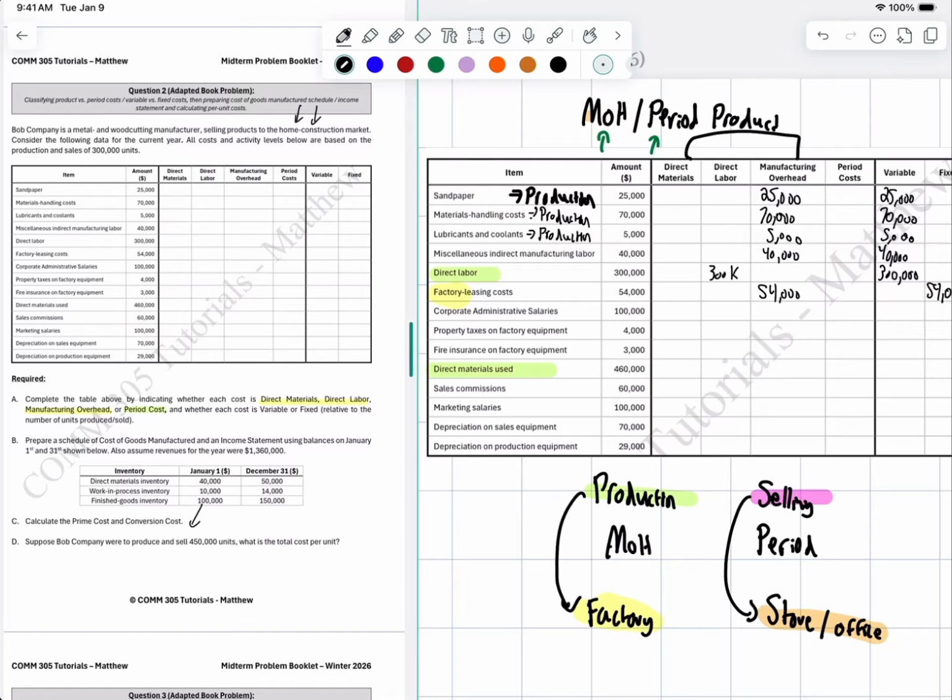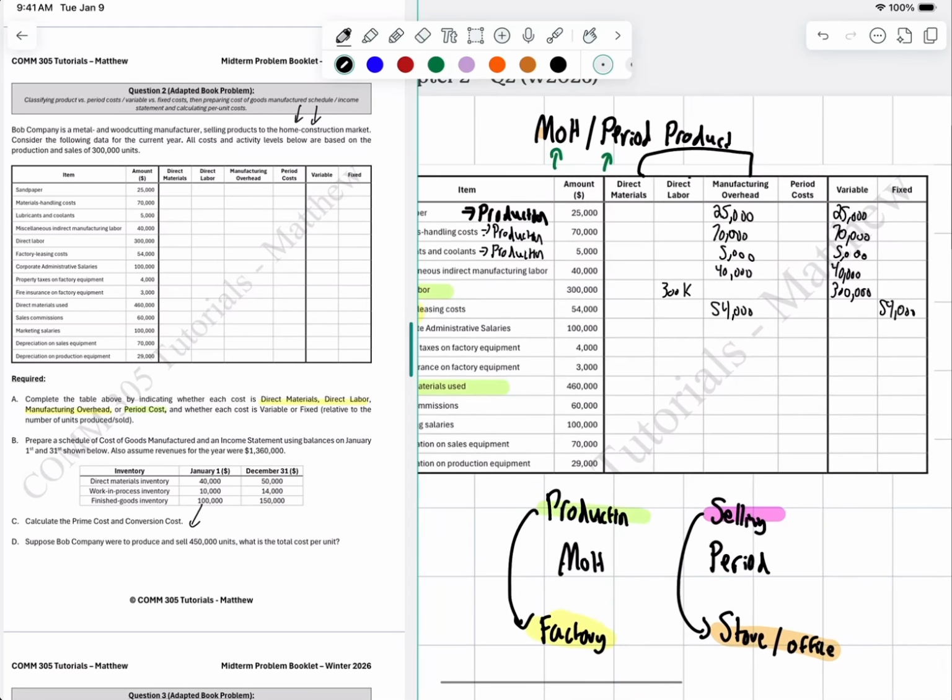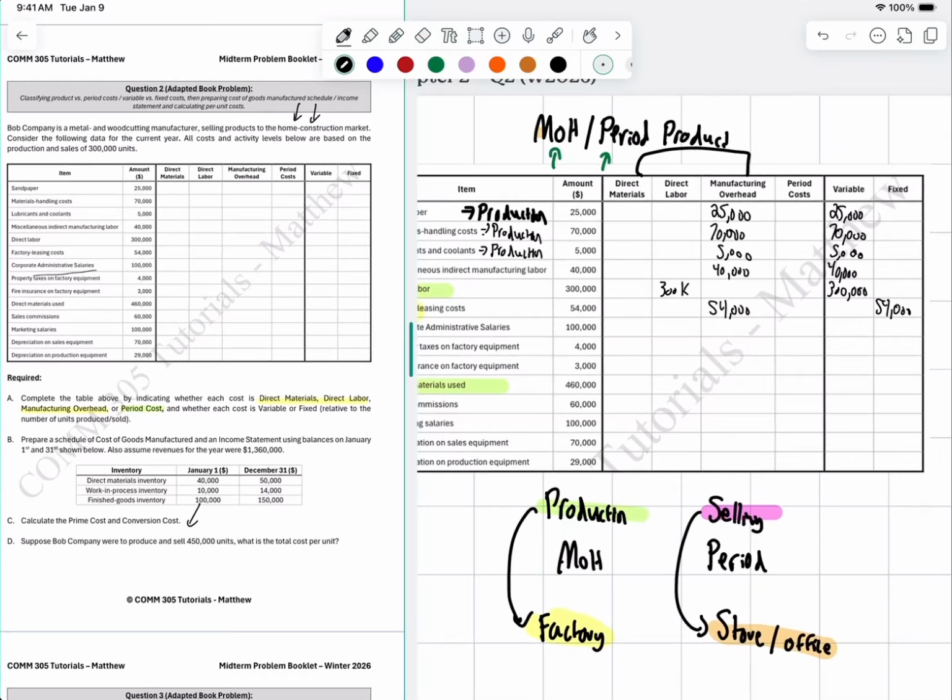Okay, next, corporate admin salaries. A little bit tricky here. Now for the corporate admin, first off, is it a product cost under DM, DL, or overhead, or is it a period cost? Now, corporate admin. Do you think that's related to production or selling?